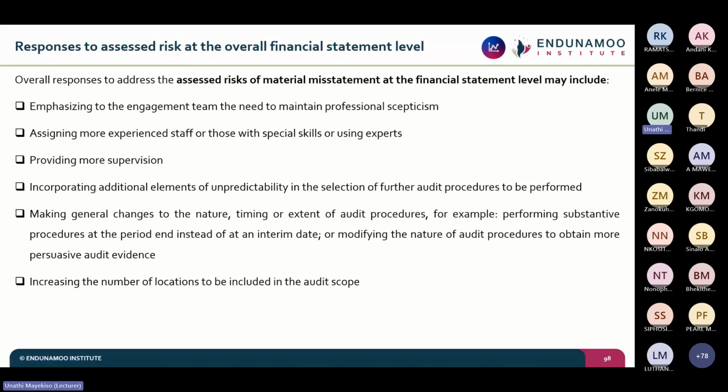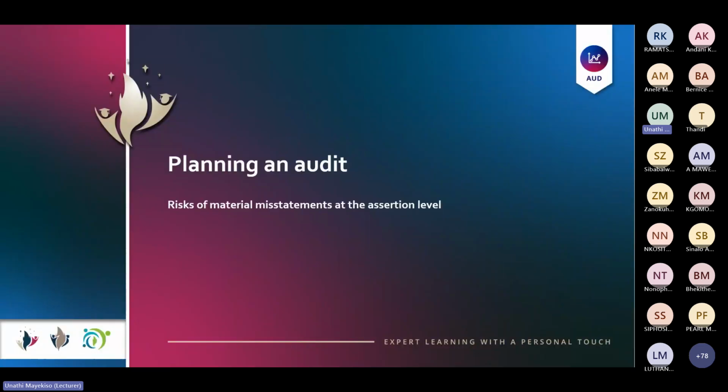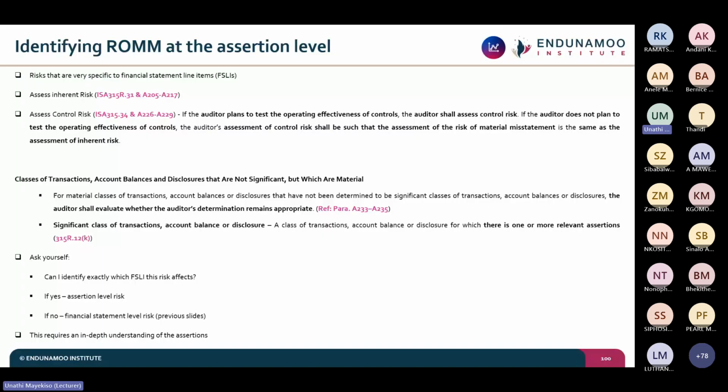Cool. Then when we talk about the risk of material misstatement at assertion level, we are then speaking to specific financial statement line items. Your assertions are broken up into classes of transactions and account balances, and you can find them in ISA 315 revised. And then again, when it comes to assessing, ask yourself, can I pinpoint a specific line item? If yes, it's assertion level. If not, financial statement level.